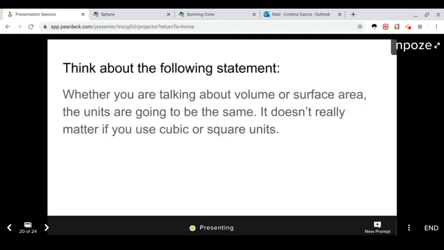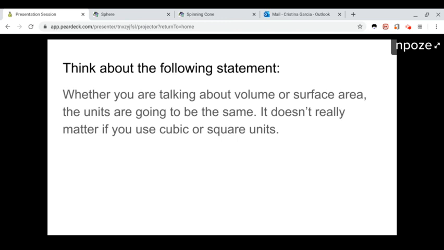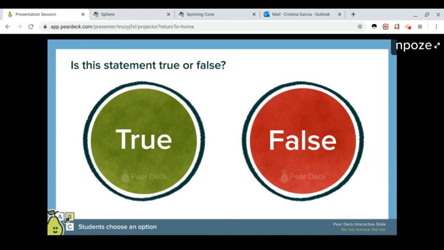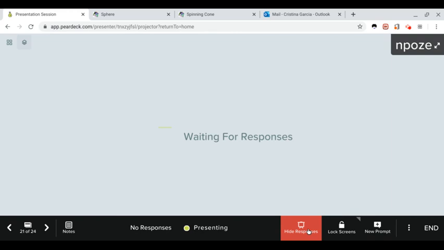Okay, so then think about the following statement. Whether you are talking about volume or surface area, the units are going to be the same. It doesn't really matter if you are using cubic or square units. So is this statement true or false? So at this point, students are going to be asked to choose an option. And I'm going to go ahead and see the results.